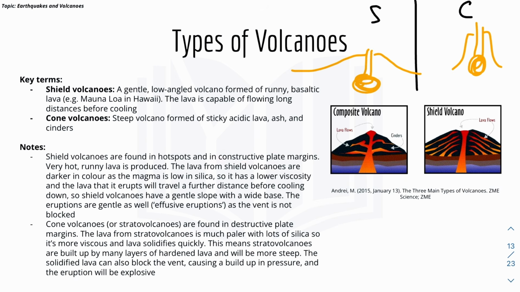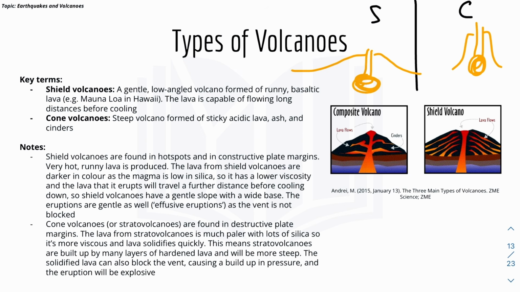It's very important. And the lava from shield volcanoes is darker in color as the magma is low in silica content. So it has a lower viscosity. It's quite important. It has a lower viscosity, right? That means it can flow much easier. So it can reach a further base, flow, flow, flow.